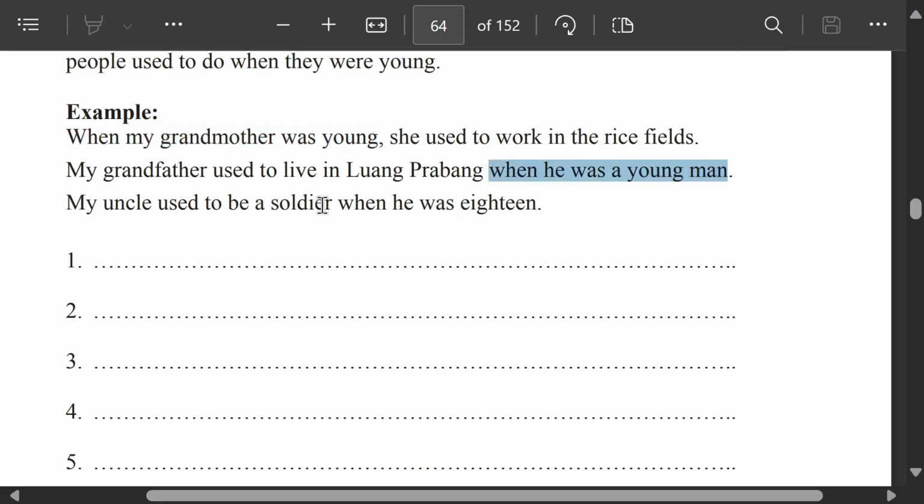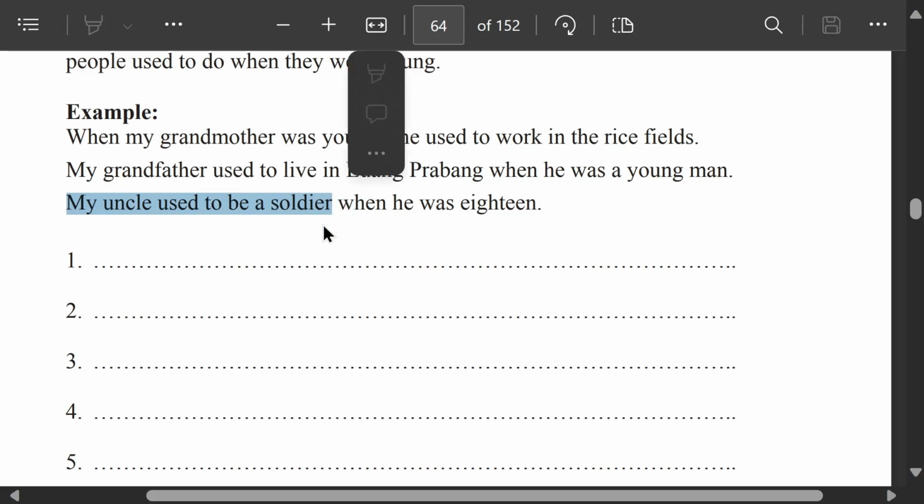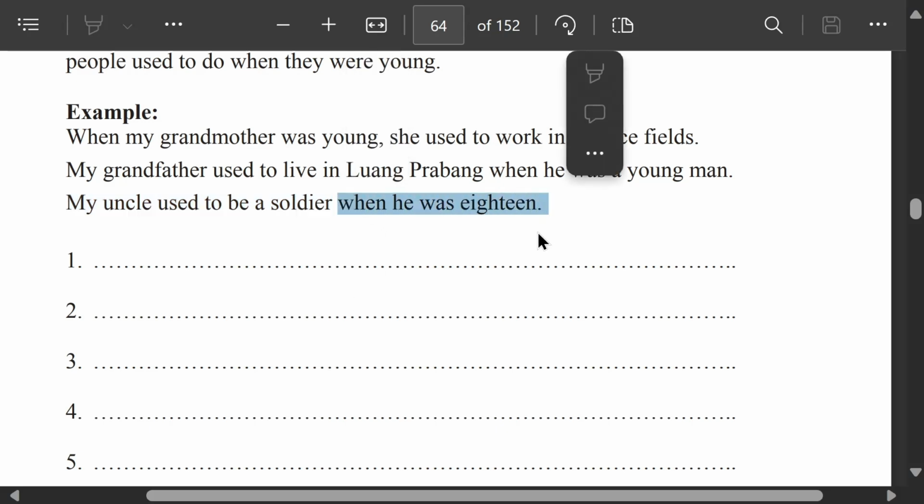My uncle used to be a soldier. Okay, it says it's in the past. If we just read this, we know he used to be a soldier, but you don't know when. Last week, last year, when? Then you can add this information here: when he was 18. You understand? When he was 18 years old.